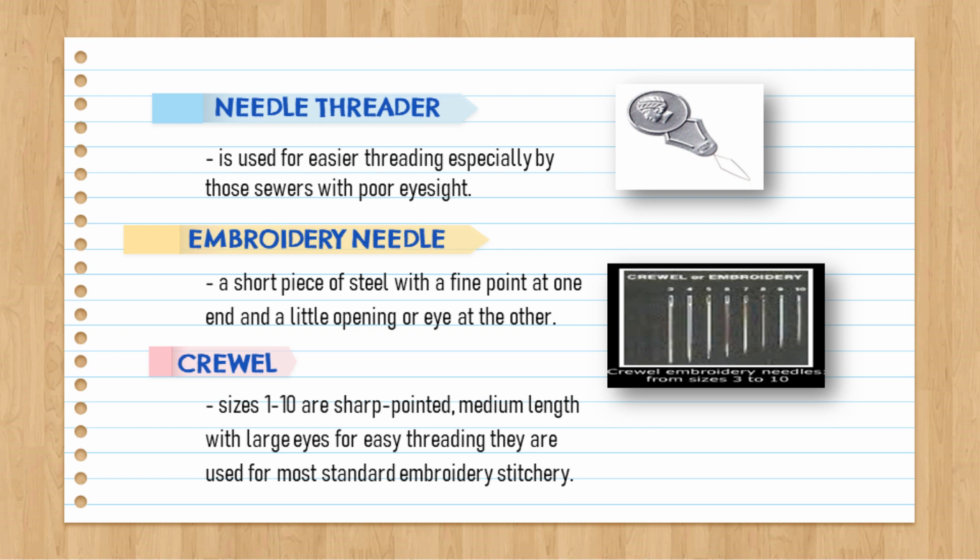5, the needle threader. Is used for easier threading, especially those sewers with poor eyesight. 6, embroidery needle. A short piece of steel with a fine point at one end and a little opening or eye at the other. Crewel. Sizes 1 to 10 are sharp pointed, medium length with large eyes for easy threading and are used for most standard embroidery stitchery.